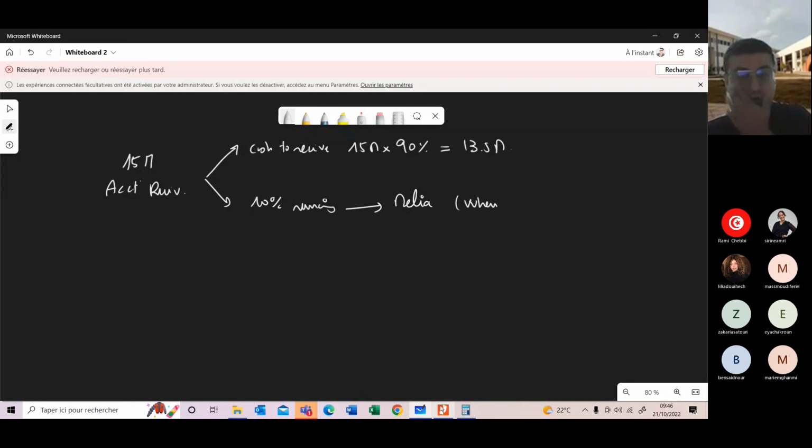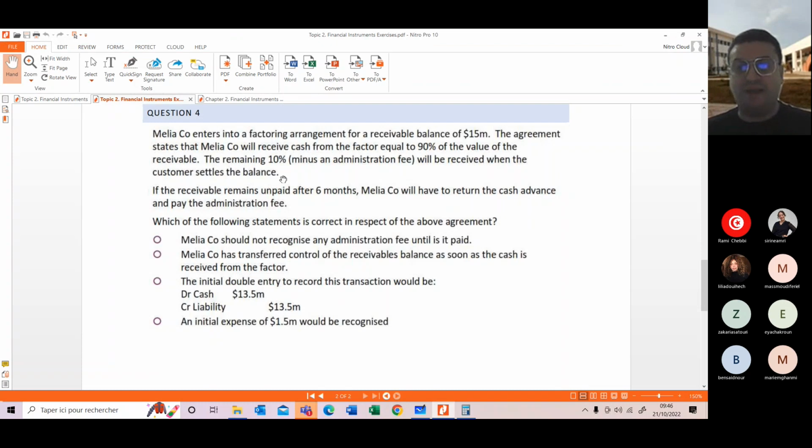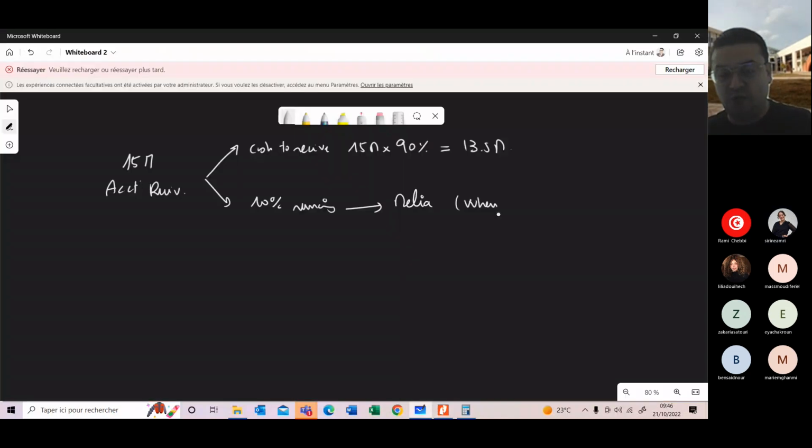Okay, let's read the 10% sentence one more time. The remaining 10% will be received by who? Melia. Thank you. So normally the remaining 10% should be received by Melia when the 100% of the receivable is paid.